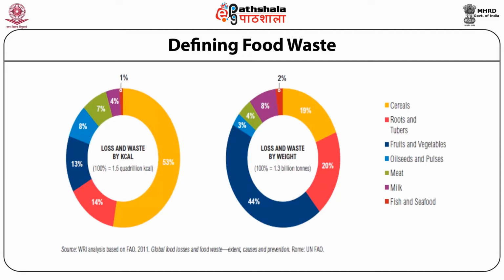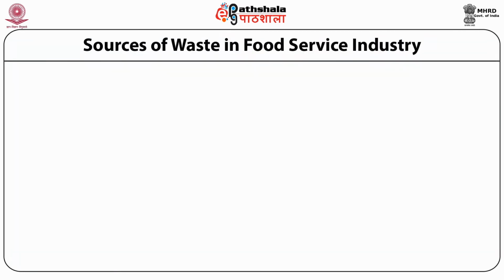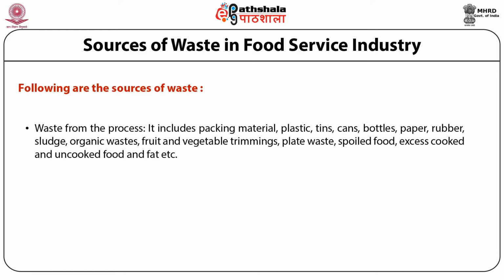However, the issue of dealing with solid food waste is not simple. Therefore, food service providers have to face several critical issues in terms of waste disposal, energy consumption, and wastewater, etc. So let us know the sources of waste in food service industry. Few sources of waste come from the process. It includes packing material, plastic tins, cans, bottles, paper, rubber, sludge, organic waste, fruit and vegetable trimmings, plate waste, spoiled food, excess cooked and uncooked food, and fat, etc.